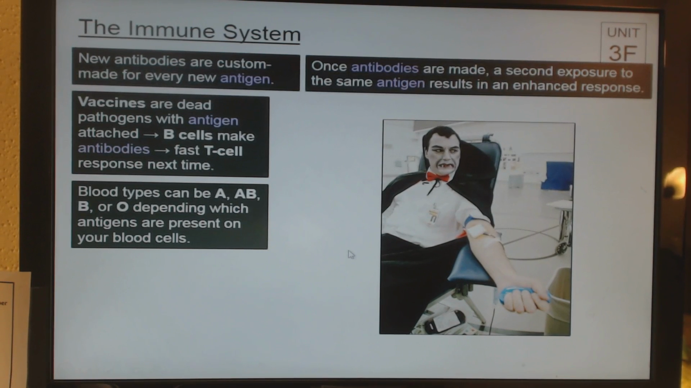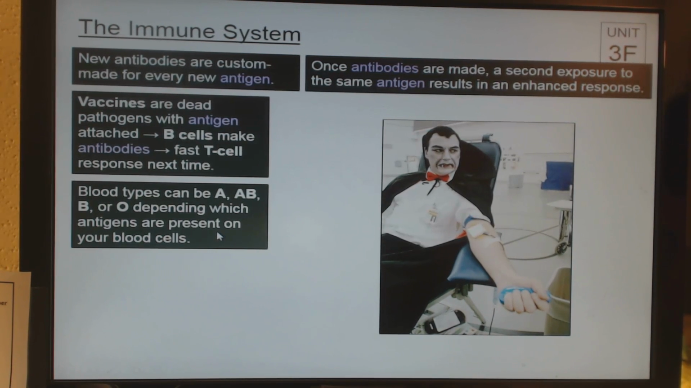And blood types are also an example of the immune system, because blood types themselves are antigens. People who are type A have a type A antigen on them. People who are type AB have a type A and a type B antigen present on the surface of their blood cells. People who are type B have only a type B antigen present on the surface of their blood cells. And people who are type O have no antigen present on their blood cells.